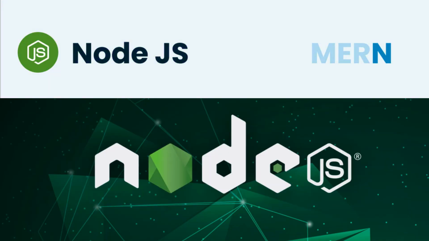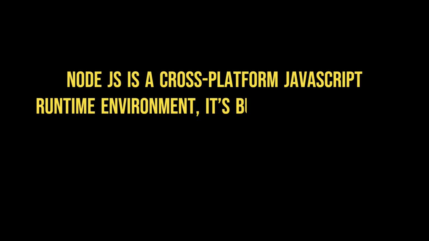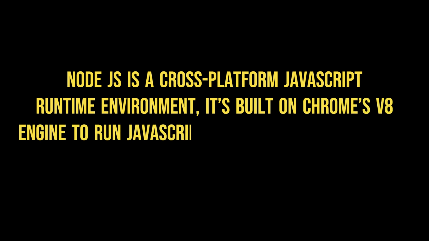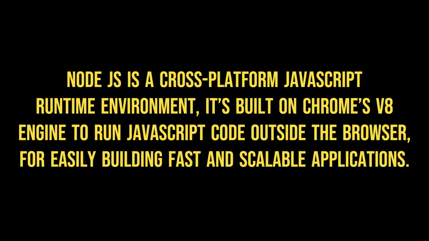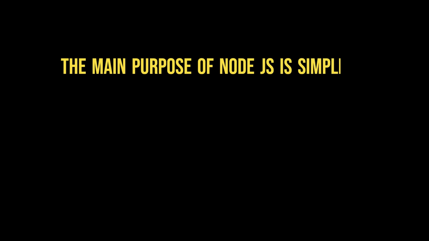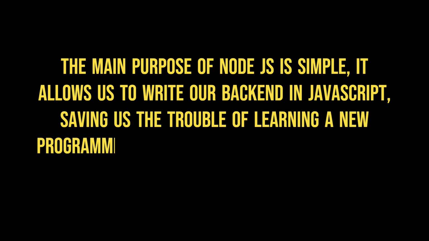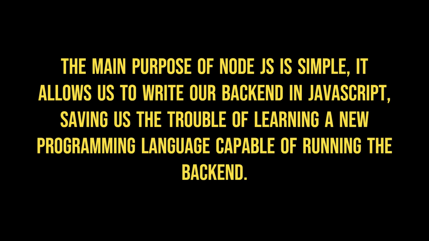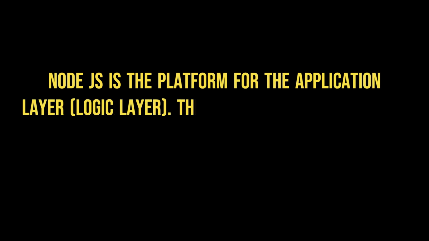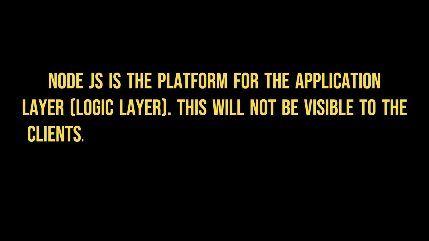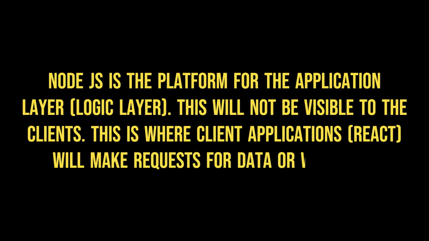4. Node.js. Node.js is a cross-platform JavaScript runtime environment. It's built on Chrome's V8 engine to run JavaScript code outside the browser, for easily building fast and scalable applications. The main purpose of Node.js is simple. It allows us to write our backend in JavaScript, saving us the trouble of learning a new programming language capable of running the backend. Node.js is the platform for the application layer, logic layer. This will not be visible to the clients. This is where client applications, React, will make requests for data or web pages.